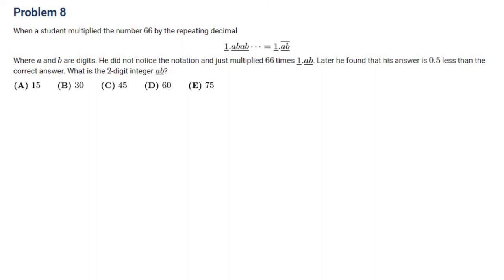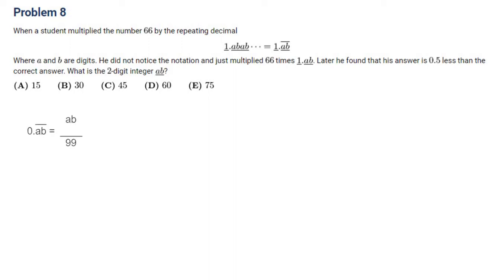Let's move on to problem 8. When a student multiplied the number 66 by the repeating decimal 1.AB with a bar notation, where A and B are digits, he did not notice the notation and just multiplied 66 times 1.AB. Later he found that his answer was 0.5 less than the correct answer. What is the 2-digit integer AB?